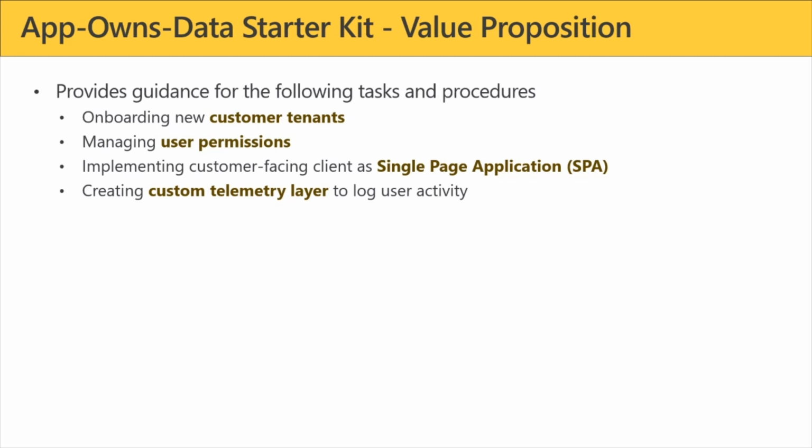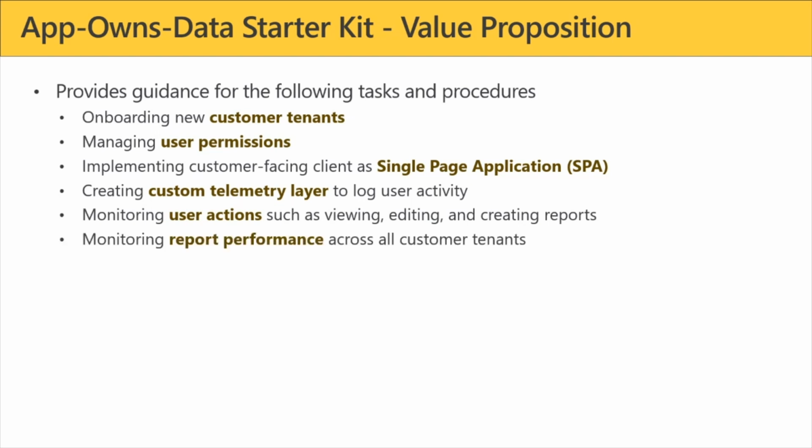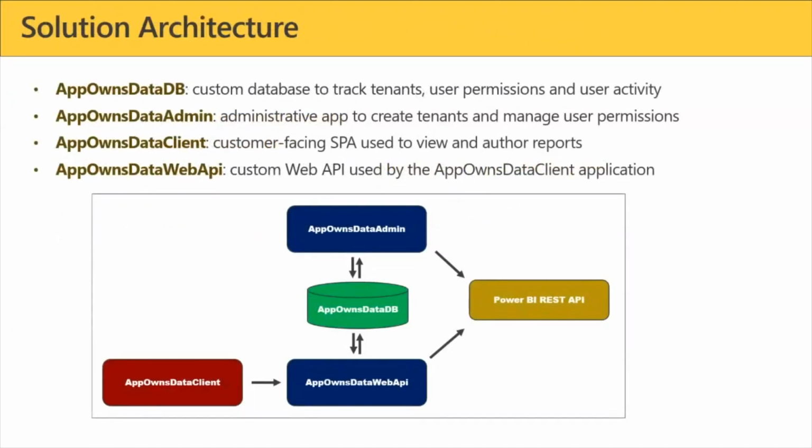And that is, since we're creating this whole application ourselves, when something interesting happens in the client application, maybe the user views a report, the user edits and saves, or the user creates a new report, we want to monitor that user activity. So this starter kit gives you a starting point for a custom telemetry layer, where you can go to a custom database and view who's looked at what, who's done editing, who's done creating. And by the time we get to the end, with our own custom telemetry layer, you can also start monitoring the performance of reports because you can capture how long it took each report to load and then how long it took after that to render. Okay, now let's look at the solution architecture.